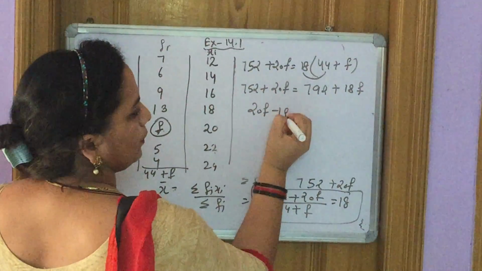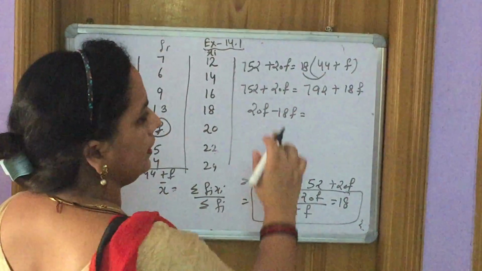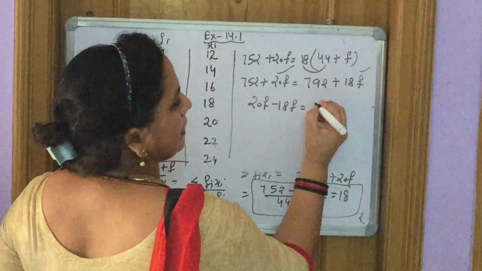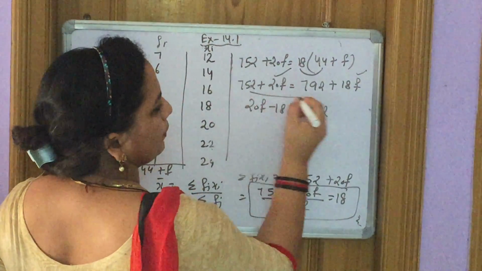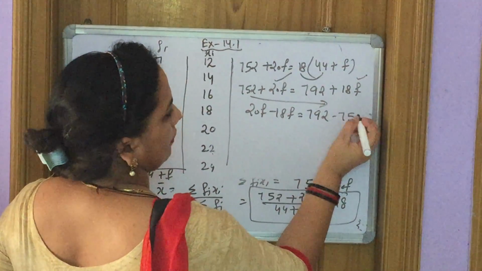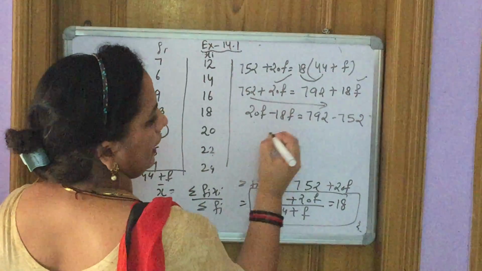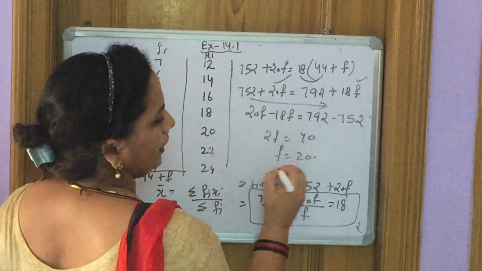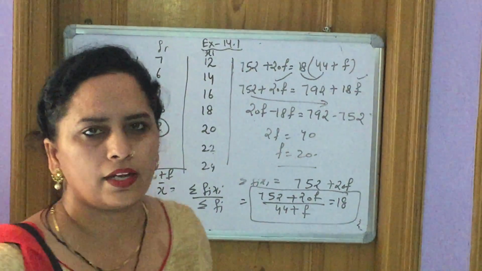After that, transpose the like terms to one side. These are like terms, so 18f negative, and 792, transpose this term, minus 752. We get here 2f is equal to 40, then the value of f is 20. This is our question. Okay.